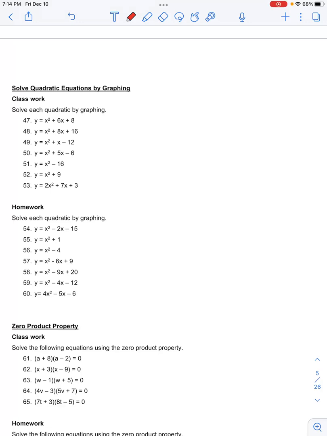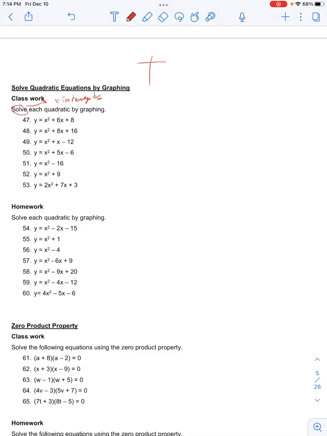Okay, number 48 in your classwork for quadratic equations asks you to solve each quadratic by graphing. So by solve, we mean to find the X intercepts. And so this means that we're going to have to plug in different X values and make a table of values between X and Y in order to produce our graph and try to find these X-intercepts.